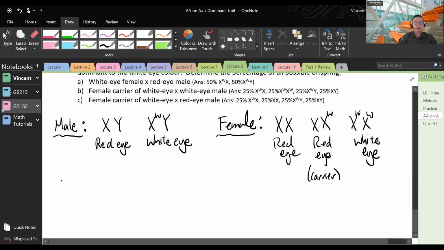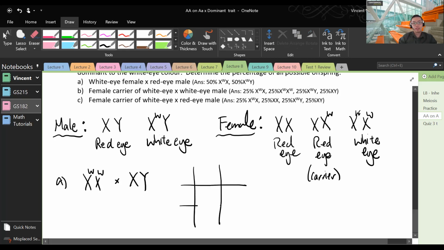So let's take a look at the first question. We have a white eye female. It's going to cross with a red eye male. White eye female, red eye male. What's going to happen to the baby flies? Let's find out. We're going to do the cross here. X X^W, X X^W, X^W Y, like that.